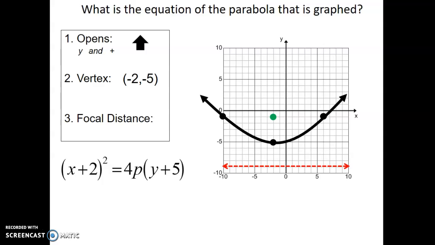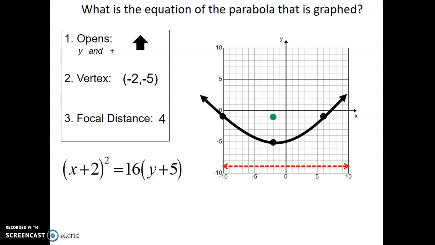And then lastly, the focal distance is 4. Remember, the focal distance is always a positive number, never a negative. So we can put 4 in for the p-value, and 4 times 4 will give us 16. And there's your equation for that parabola.